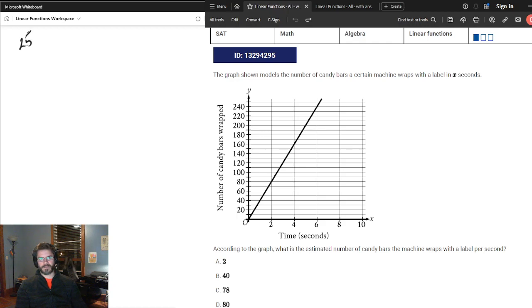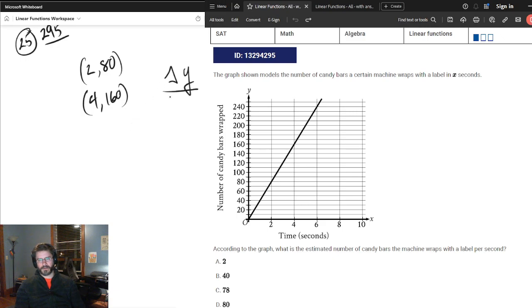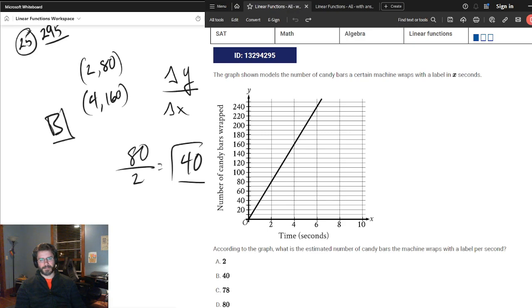So this is question 25. Code 295. A slope question. So change in y over change in x. Just pick some easy points. We have (2, 80) and (4, 160). Change in y over change in x. Change in y is 80, change in x is 2. So the slope of this thing is 40, or B. All right, that's going to be the last question for this video.